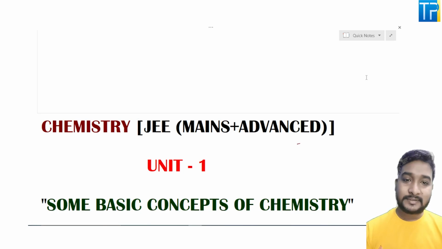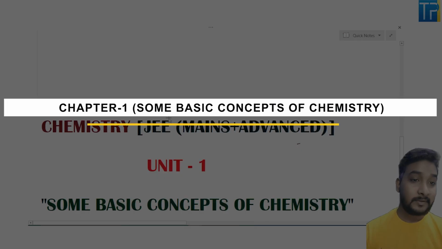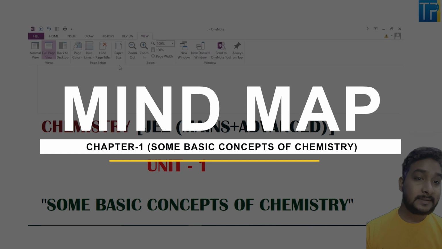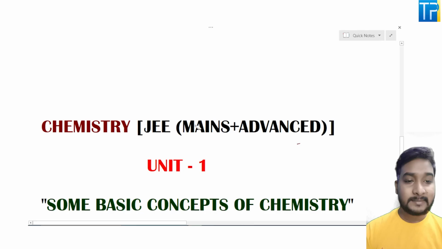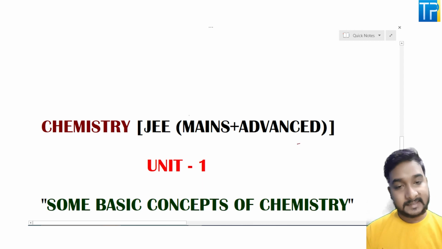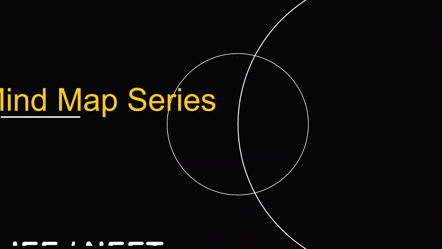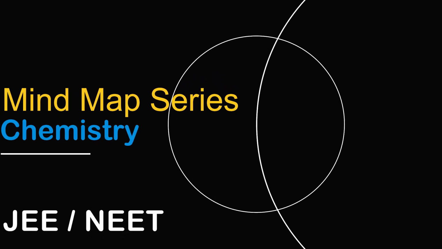So as you can see on your screens, today we are discussing a very important chapter for JEE Mains and Advanced, and this is called unit number 1, and the name of this unit is some basic concepts of chemistry. It is a very important chapter for the JEE syllabus in terms of concepts and numericals. Okay. So without wasting any time, let's begin.